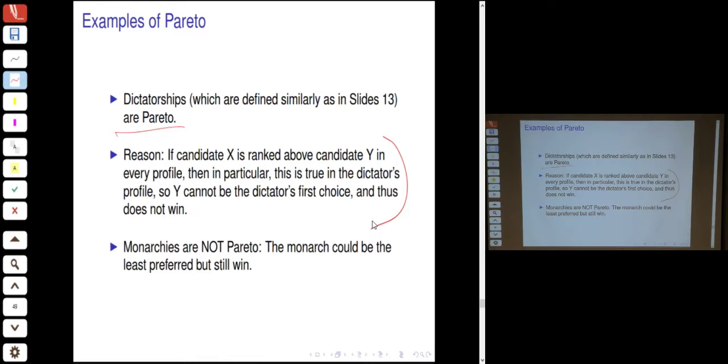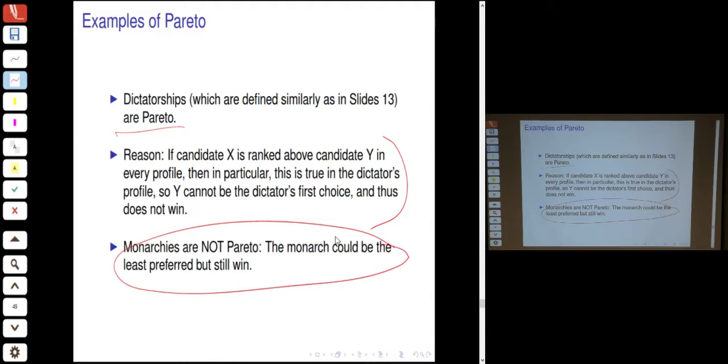Now, if candidate X is ranked above candidate Y in the preference list of every voter, then in particular for the dictator voter, also candidate X will be ranked above candidate Y. Therefore, Y cannot be the winner, because the winner will then be just the person who is at the top of the list chosen by the dictator, right? So dictatorships satisfy the Pareto condition.